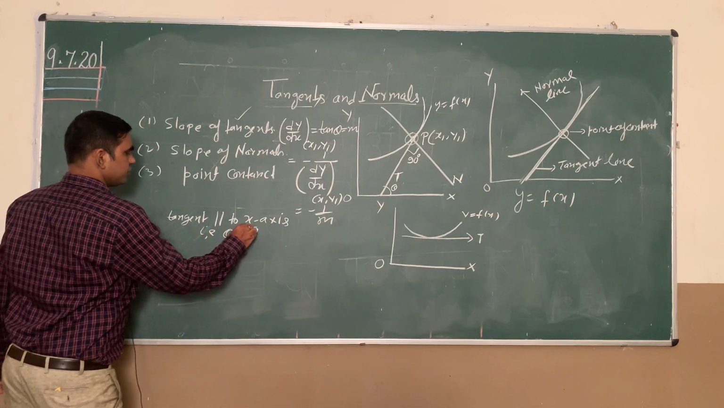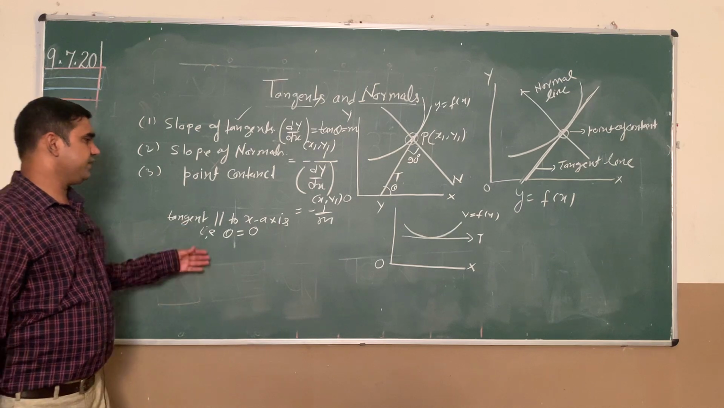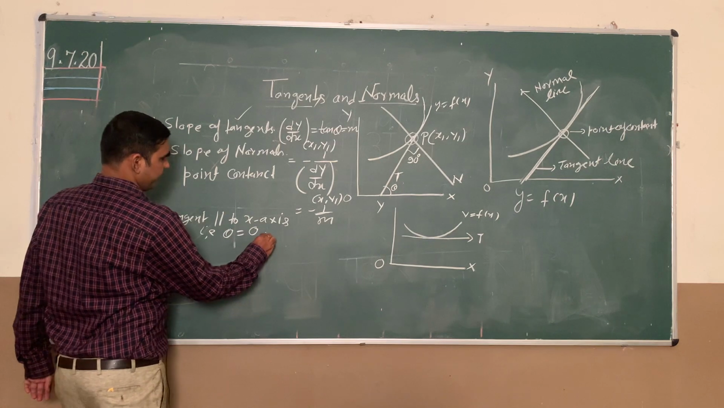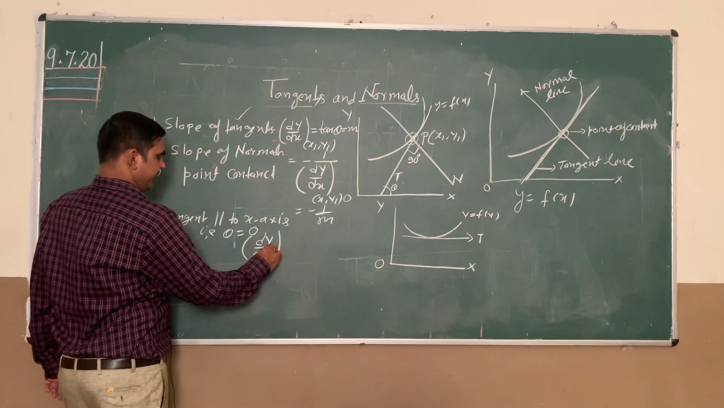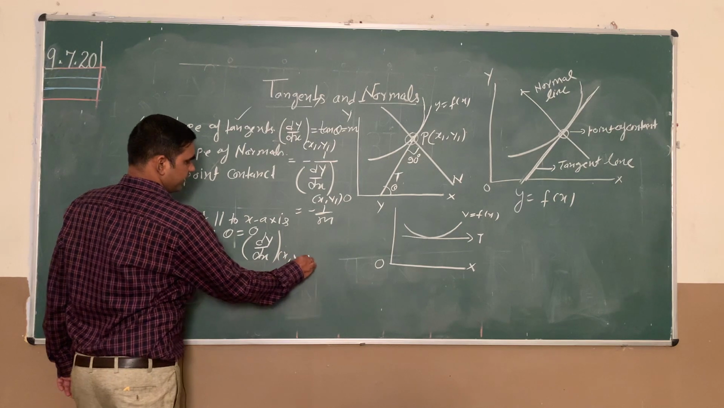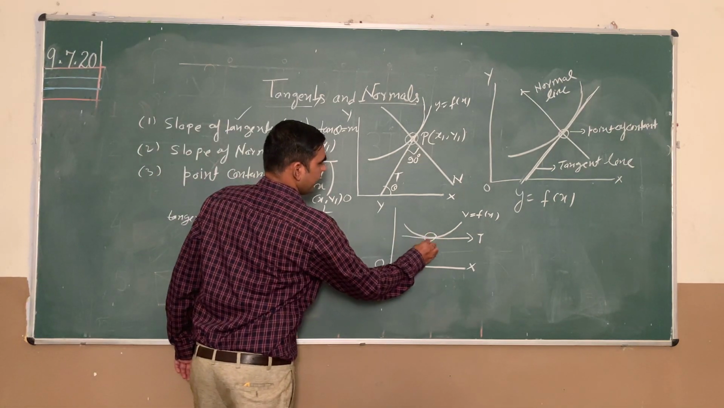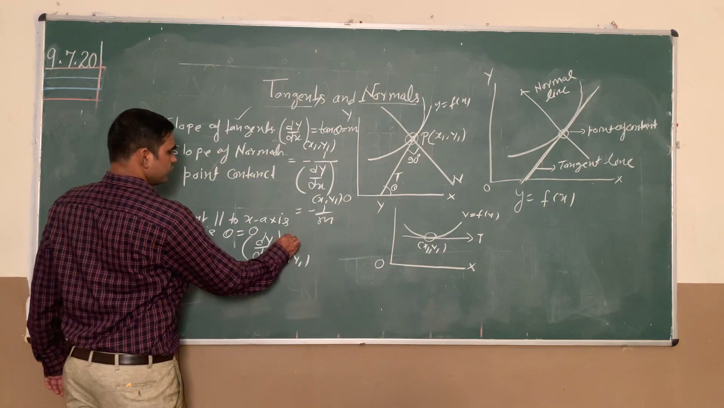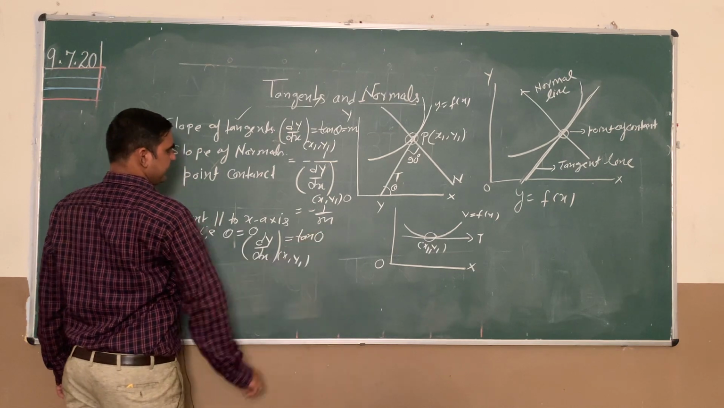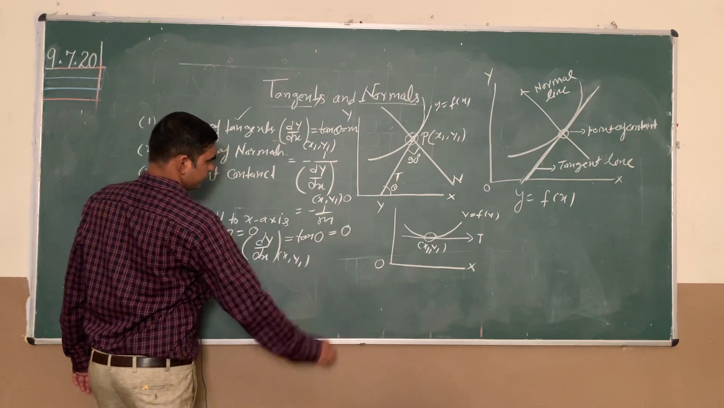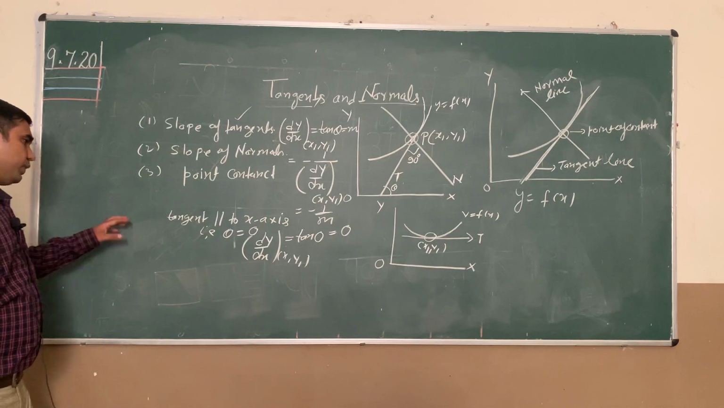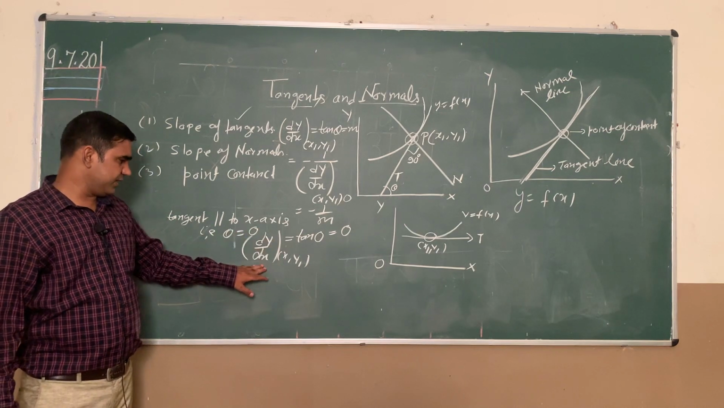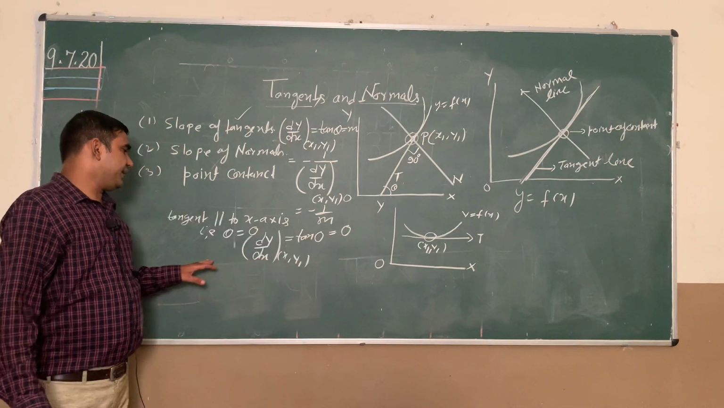Now in that case the angle with x-axis, that means theta, is 0. So what is the slope of this tangent? The slope of this tangent, that means dy by dx at a particular point, say x1, y1, equals tan of 0, and tan 0 will be 0. Okay, if tangent is parallel to x-axis, in that case theta is 0 and dy by dx will be 0, meaning slope of tangent is 0.